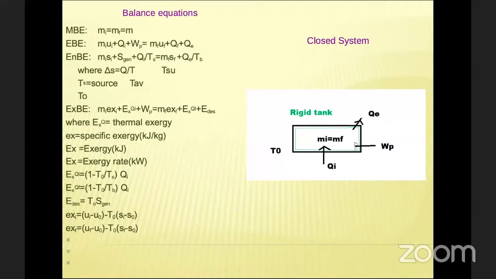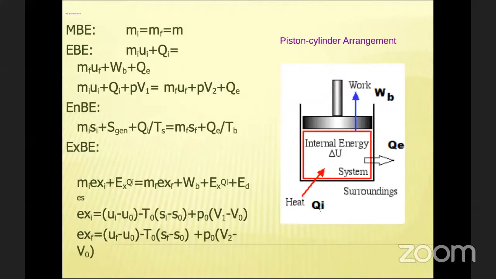Next, this is another example called piston cylinder arrangement. We are using it in many applications, even IC engines. Here they are giving some heat, so that definitely the internal energy of the system changes. Because of this heat input, there will be a boundary work Wb. And whenever heat is a high grade energy and work is a low grade energy, there will always be a loss, correct? So Qe is the heat rejection.